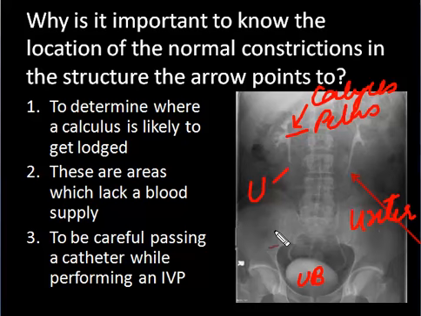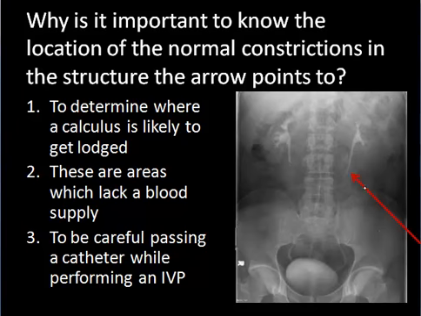So it asks you, why is it important to know the location of the normal constrictions in the structure? So the normal constrictions in the ureter, and of course you must know the normal constrictions first: the first one is here at the pelviureteric junction, where the pelvis becomes the ureter. The second is where the ureter crosses the pelvic brim around this point, and the third one is where the ureter enters into the bladder.